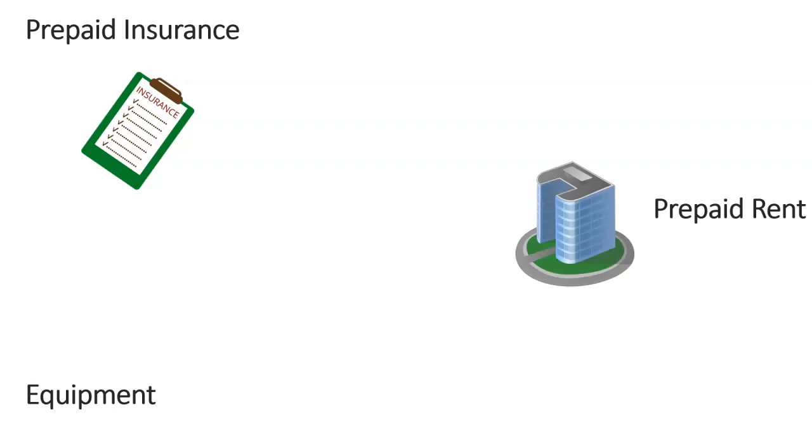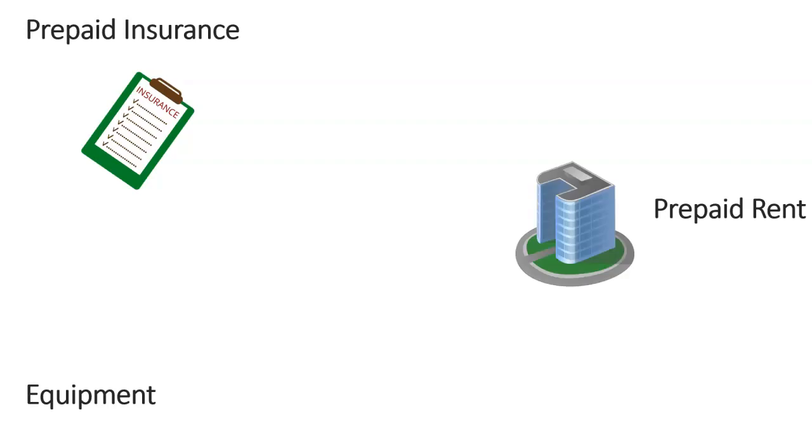A few more, starting with prepaid insurance. So that's if a company has paid for an insurance policy in advance. For example, you may have purchased a 2-year insurance policy. Since you pay for it up front, having that insurance policy for the next 2 years will provide a benefit to that company. Same idea for prepaid rent.